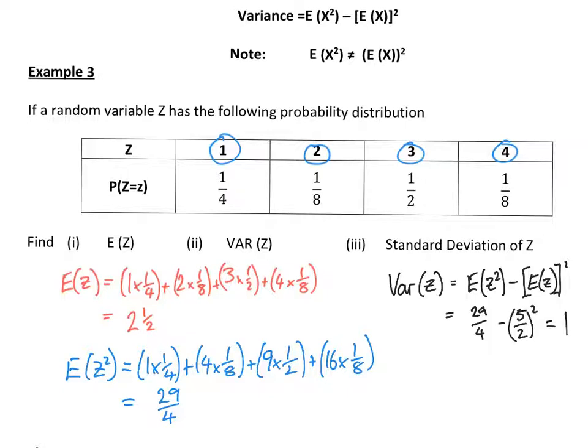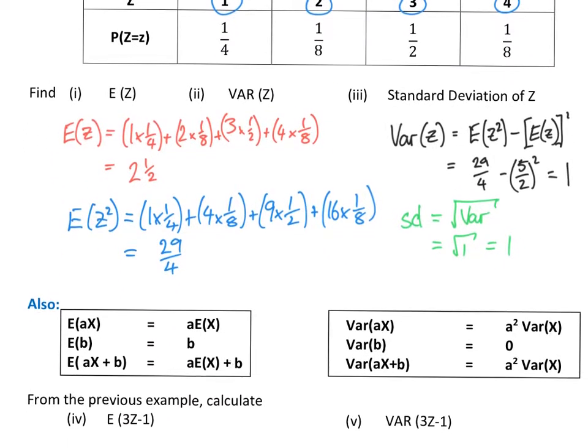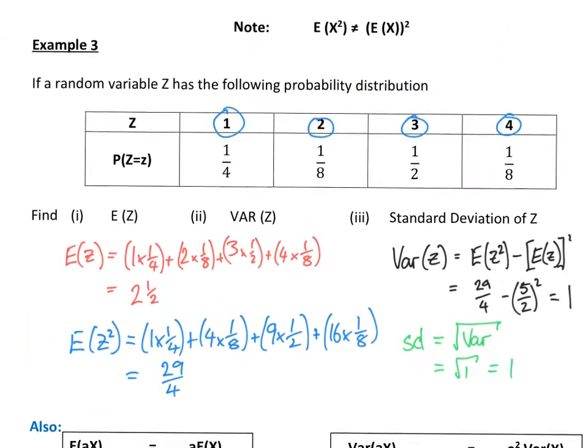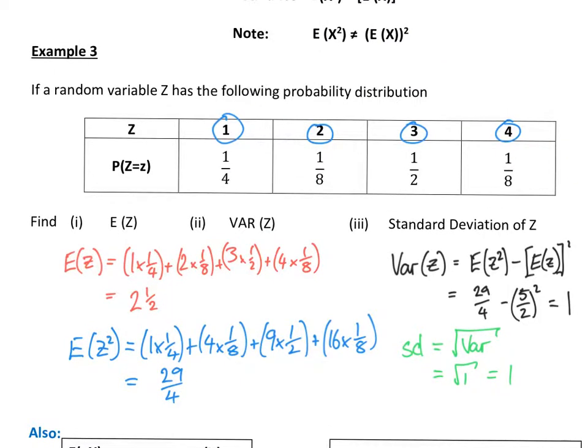Finally, last thing, the standard deviation. Well, the standard deviation is just the square root of the variance. So in this case, it's √1, which is 1. So that's finding the expected value and the variance of a discrete random variable.